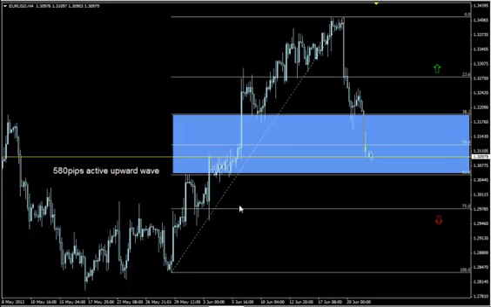Second prerequisite is that price has reversed and has entered the trigger zone. The trigger zone is this, I have colored it light blue, and it's between 38.2 and 61.8 Fibonacci levels.